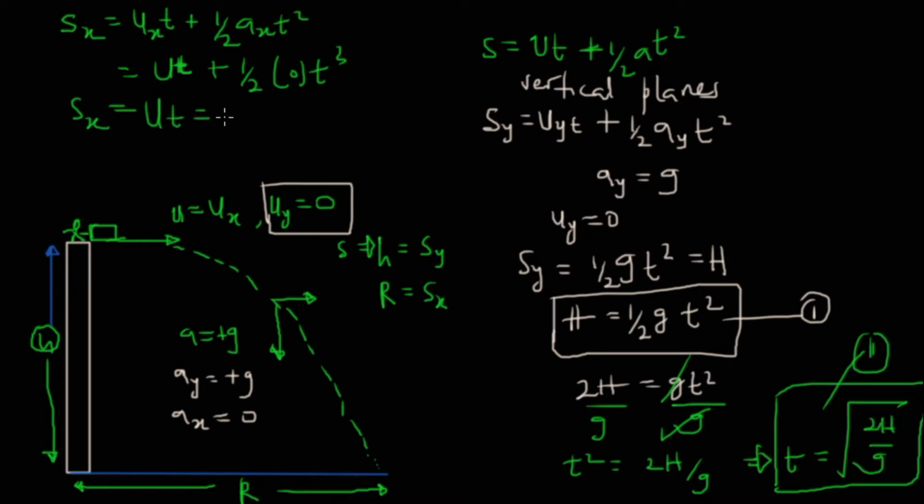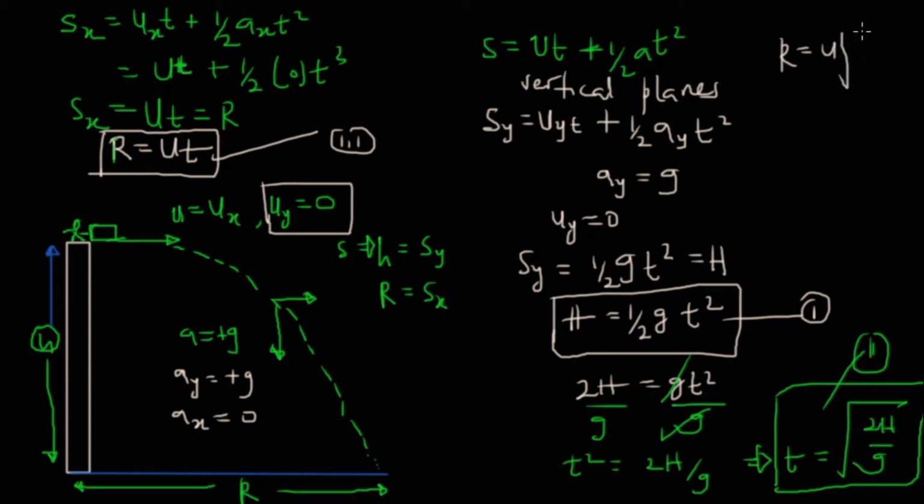Notice that sx is the range, so that the range r is equal to ut, where, don't forget, u is the horizontal velocity. So this is the formula to find the range of the object. Let's say this is equation 3. Notice that I can substitute time into equation 3, so that equation 3 will become r equal to u.